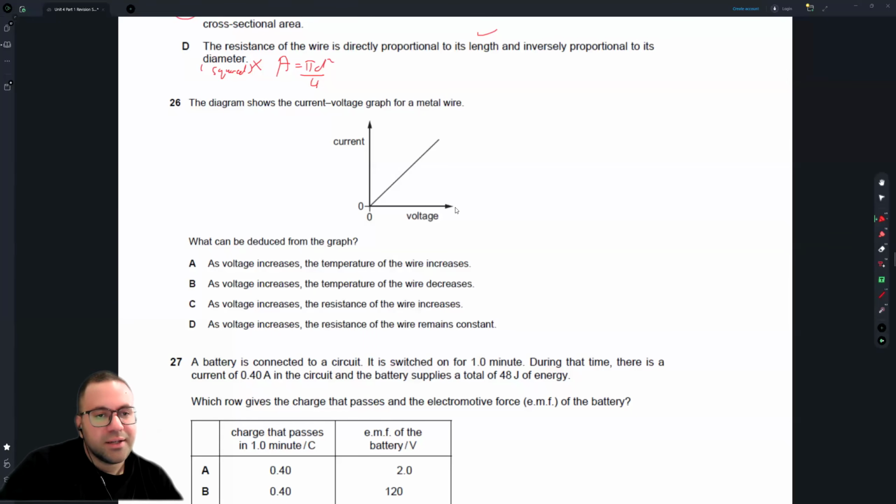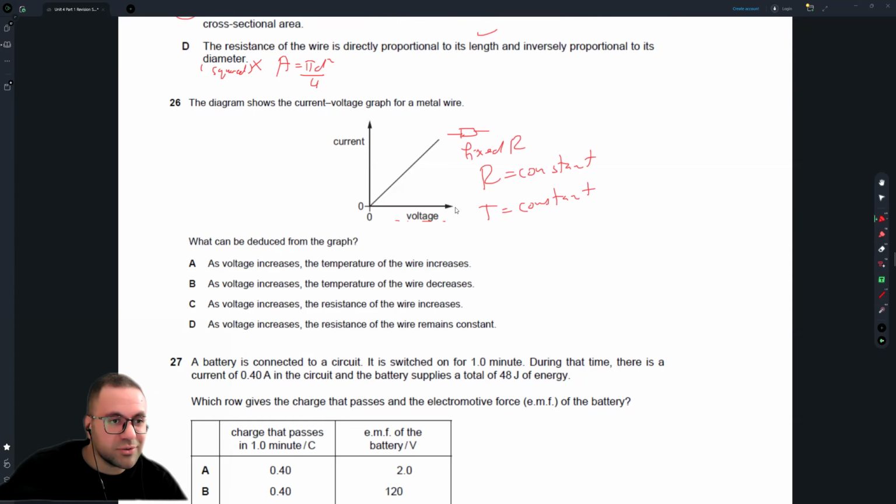Next. The diagram shows the current voltage graph for a metal wire. What can be deduced from the graph? Like, what can we find out from the graph? As the voltage increases, wait a second. Before I keep going, isn't this a straight line? Straight line means it's a fixed resistor. This means the resistance is constant. Before I even start, and the temperature is constant, nothing is changing. Because the voltage and current are increasing uniformly with each other.